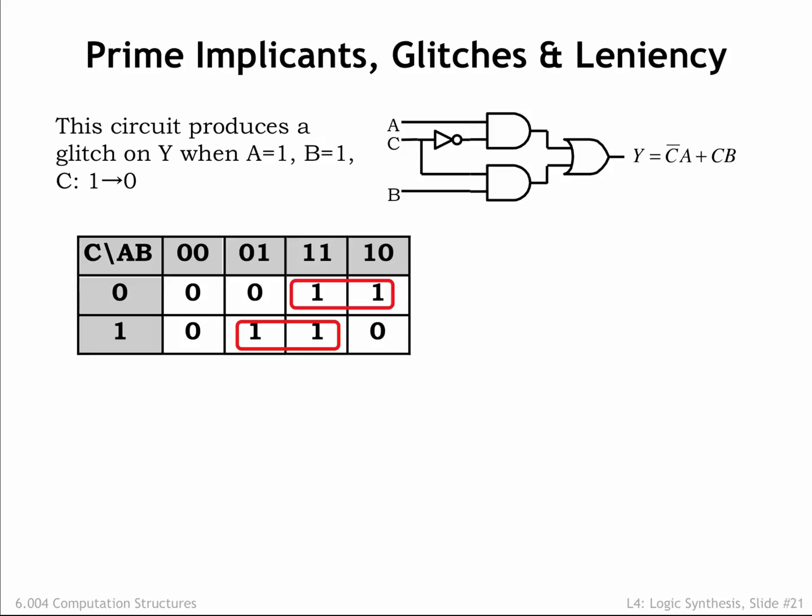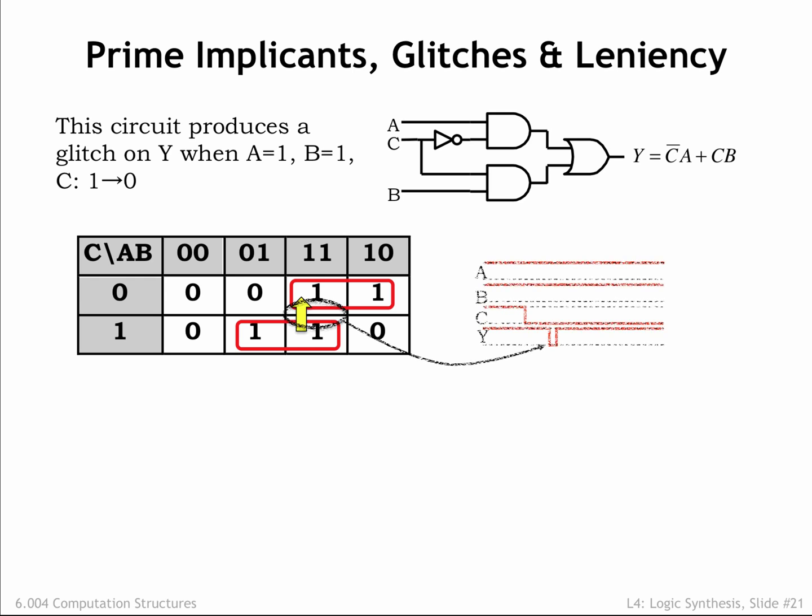Earlier in the chapter, we saw this circuit and observed that when A was 1 and B was 1, then a 1 to 0 transition on C might produce a glitch on the Y output as the bottom product term turned off and the top product term turned on. That particular situation is shown by the yellow arrow on the K-map, where we're transitioning from the cell on the bottom row of the 1, 1 column to the cell on the top row. It's easy to see that we're leaving one implicant and moving to another. It's the gap between the two implicants that leads to the potential glitch on Y.